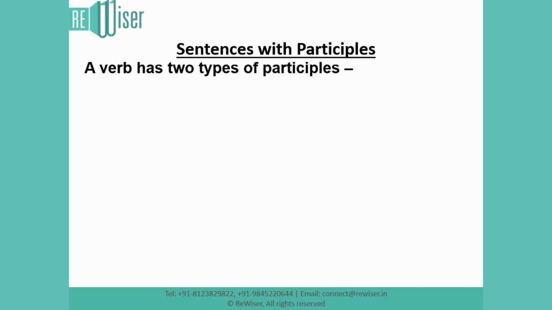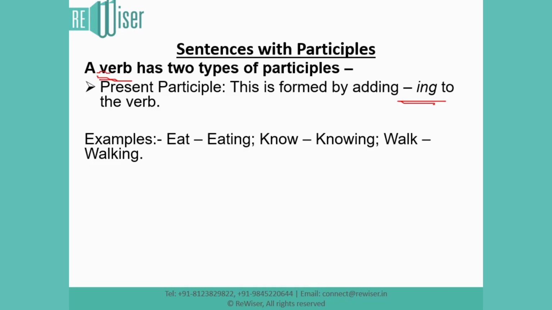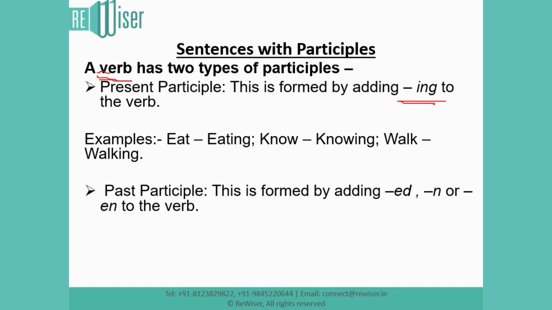A verb has two types of participles. Present participle, which is formed by adding ing to the verb. For example, eat becomes eating, know becomes knowing, walk becomes walking. And the other type is past participle, which is formed by adding ed, n or en to the verb.